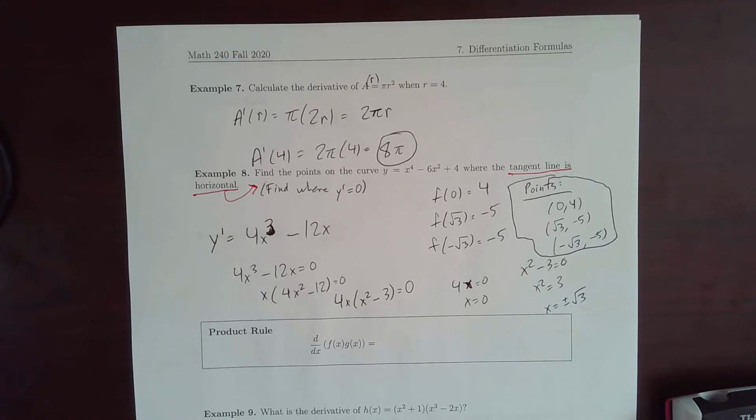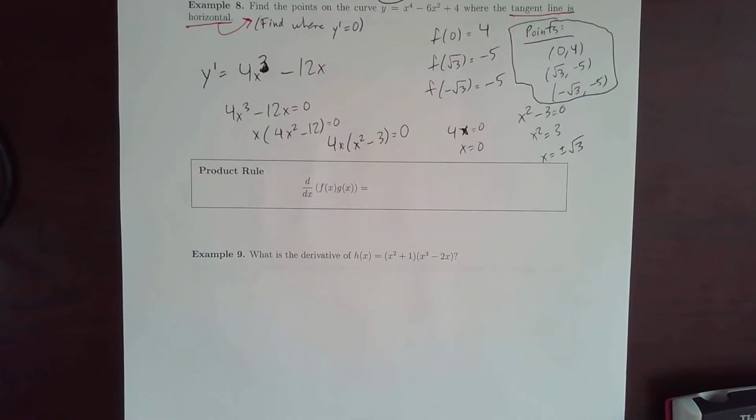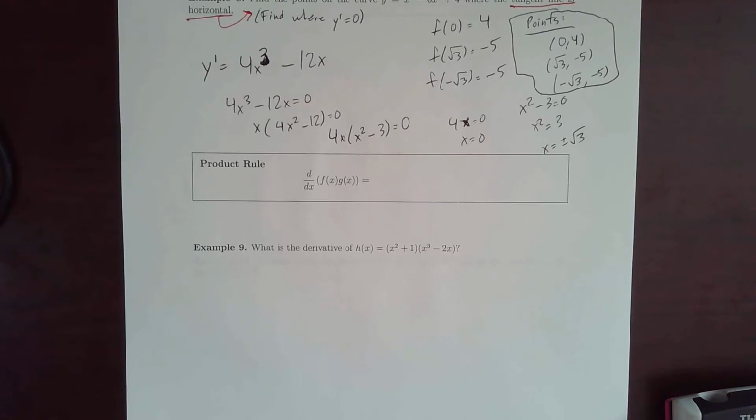Okay, so hopefully we've gotten in the swing of some of those more basic rules. What we now want to go ahead and look at are some slightly more complicated rules. So the first of these rules that we're going to get to today is something called the product rule.